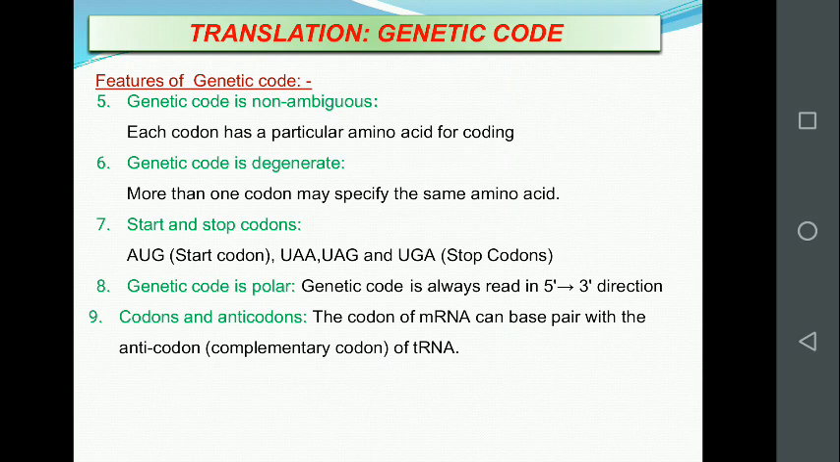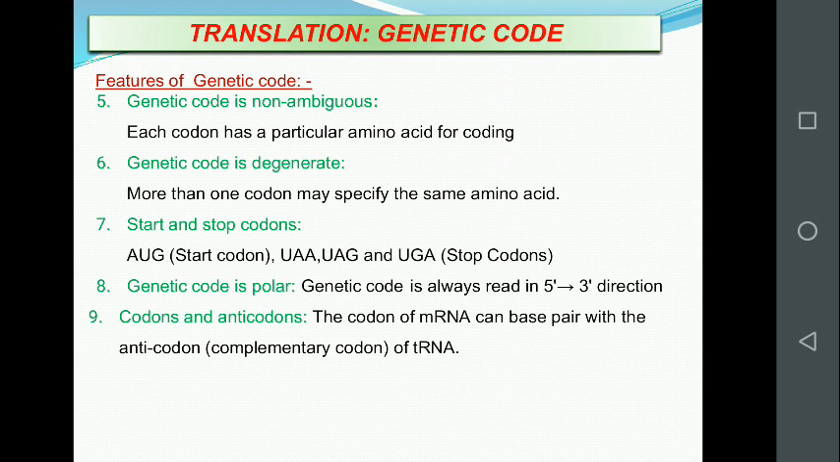There are amino acids which are coded by only one codon, and some amino acids which are coded by two codons. Some may be coded by 3 codons, some by 4, or some by 6. More than one codon coding for the same amino acid is degeneracy.